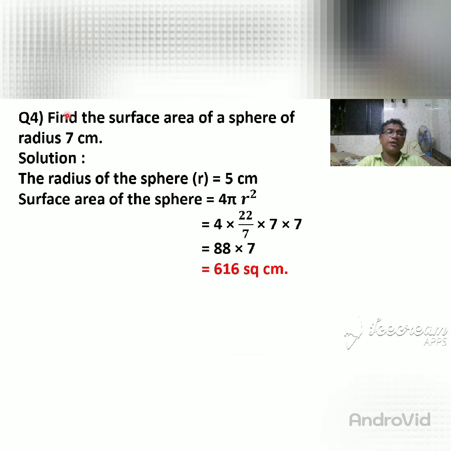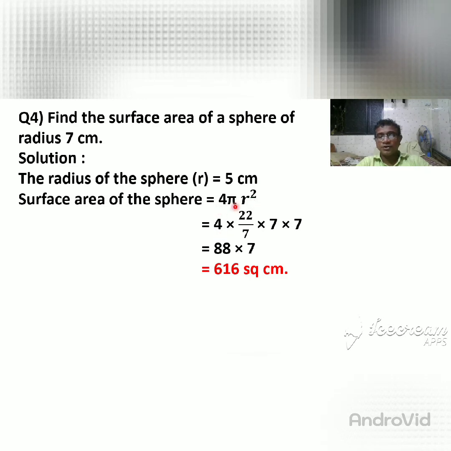See, I am again repeating. Find the surface area of sphere of radius 7 centimeter. So the radius of the sphere is 7 centimeter. I again say it was written by me by mistake as 5, but it is 7 centimeter. Then the formula for surface area of the sphere is 4 pi r square.